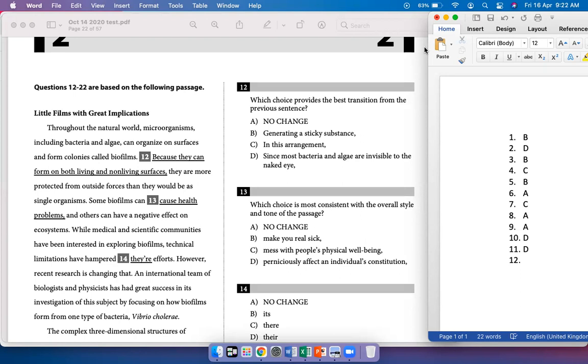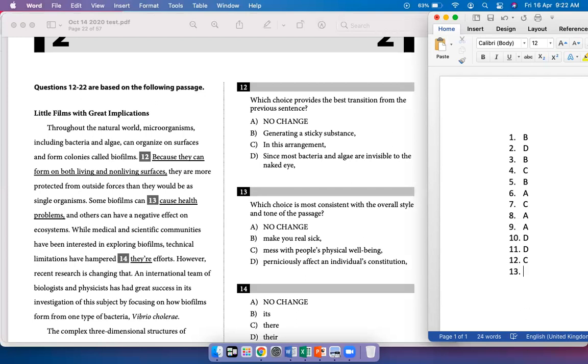They form colonies, right? So the colonies protect them from outside forces better than they would as a single organism. So it's not about generating a sticky substance or forming on living and non-living surfaces or being invisible. So it's C, right? Okay.